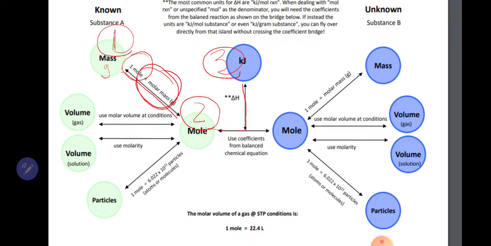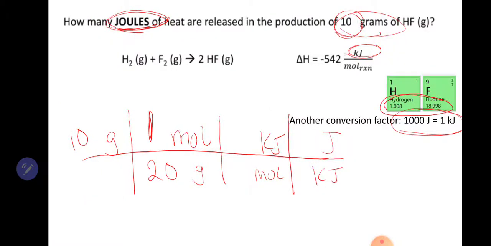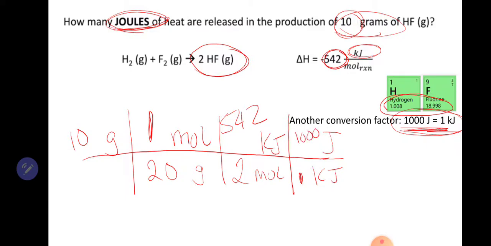So my map also says I'm going to get some coefficients from the balanced equation. So let's say my enthalpy, that's what I'm going to put for my kilojoules. And my moles from my balanced equation, that big number in front of HF, that's going to be 2. But because I don't want kilojoules, I want joules, I have to do this extra step right here. So I'm going to put 1 on the bottom with the kJ and 1,000 with the regular J.